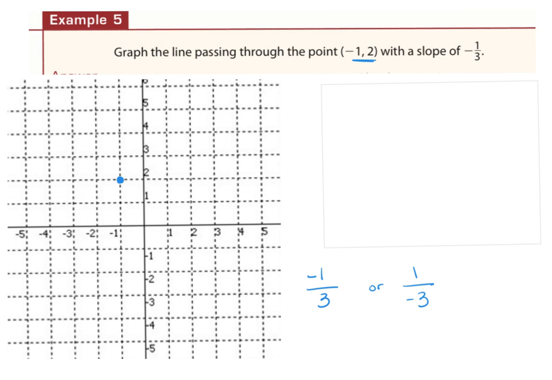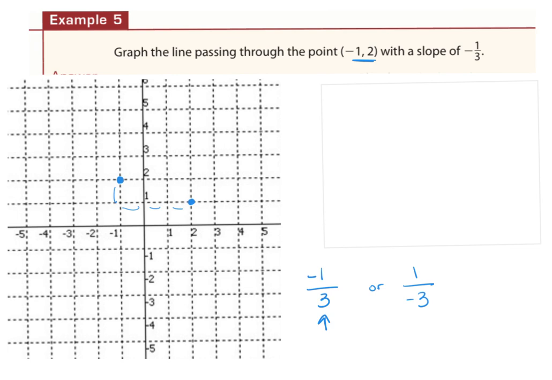Remember, your top number tells you up and down. So if I start with this slope, my top number is negative 1. Do I go up or down? Negative 1. Down. So I'm going to go down 1. And then my bottom number tells me left and right, positive 3. Left or right? Right. So I'm going to go 1, 2, 3. That's going to give me this point right here.